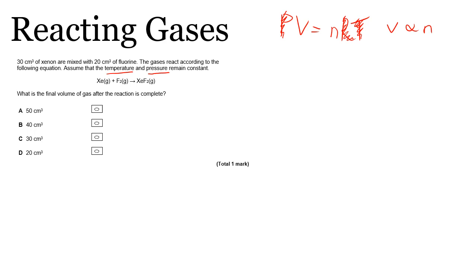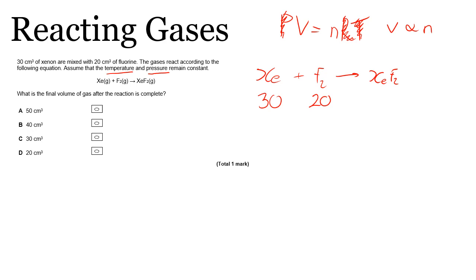So we've got the equation Xe plus F2 goes to XeF2, and everything's a gas. So rather than saying we've got a certain number of moles of xenon, let's just say we've got 30 xenons. Fluorine, we've got 20. They're going to react together. Now we've got a limiting reagents question. See, this was just a limiting reagents question hiding as an ideal gas law.